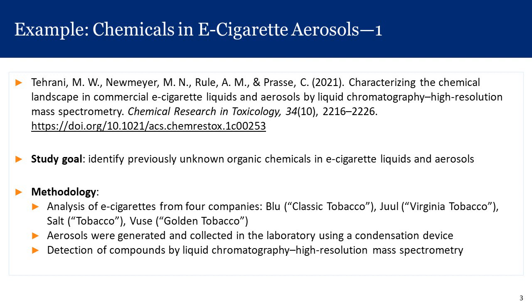And the main goal really was to think about what are chemicals that are present in these systems, with the goal of thinking about what are potential health implications that are associated with these exposures. And so what we did for this is we analyzed 4 different e-cigarette products from 4 different companies, from Blue, from Juul, Salt, and Vuse. And we used a condensation device where we basically artificially simulated vaping to collect these aerosols. And then we were using liquid chromatography, high-resolution mass spectrometry to actually identify compounds of interest or the compounds that are present in these aerosols.